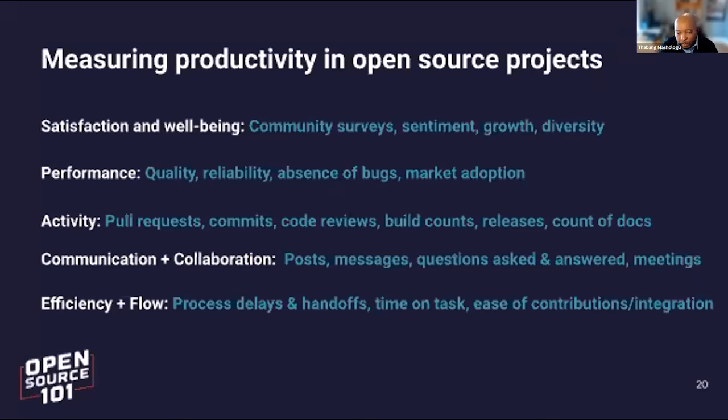And then efficiency and flow, certainly organizations and foundations like the Eclipse Foundation that have built out comprehensive, robust governance and process frameworks. In that context, actually looking at how effective and efficacious those processes are in the way of minimizing delays and handoffs. How much time are developers and teams able to spend on task? And how easy is it to contribute, and how easy is it to integrate those contributions into the code base? Those are some of the ways that you can measure and in some cases seek to improve productivity in those open source projects.